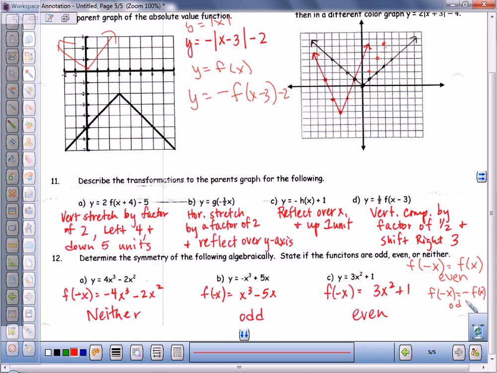So in this first one, we plug in negative x. The first term switches to the opposite. The second term does not. It is neither. Plug in negative x. The first term switches to the opposite side. So does the second term. Odd. Last one, plug in negative x. Everything stays the same. Even.